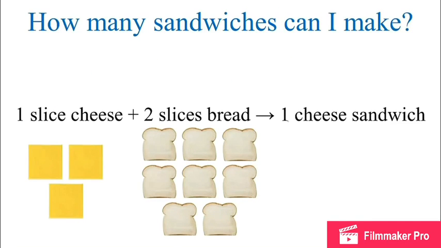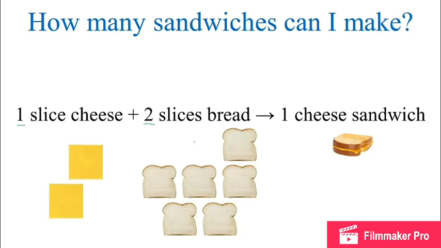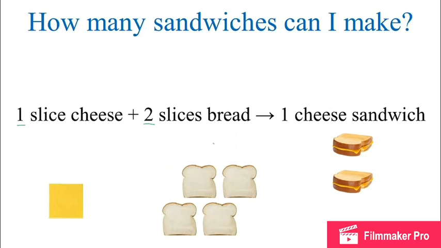Let's say we didn't have the exact 1 to 2 ratio of reactants. So we have 3 slices of cheese and 8 slices of bread. How many cheese sandwiches could we make? For every 1 slice of cheese, it takes 2 slices of bread. So I use up 1 slice of cheese and 2 slices of bread to make 1 sandwich. Then I use up another slice of cheese and 2 more slices of bread to make a second sandwich. Then I use a third slice of cheese and 2 more slices of bread to make a third sandwich. So we made 3 sandwiches.